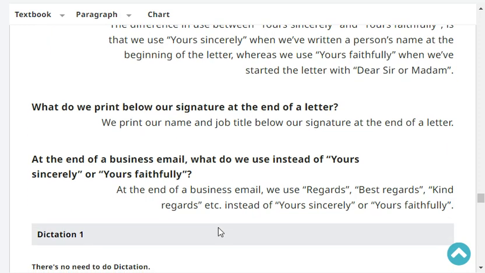What do we print below our signature at the end of a letter? We print our name and our job title.